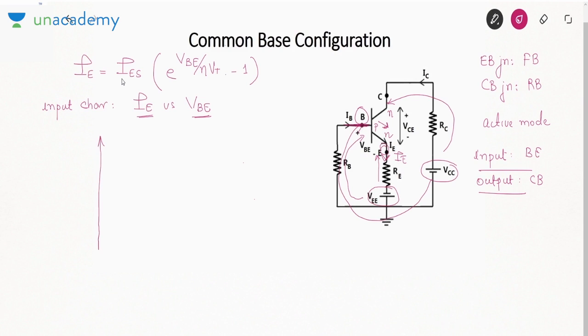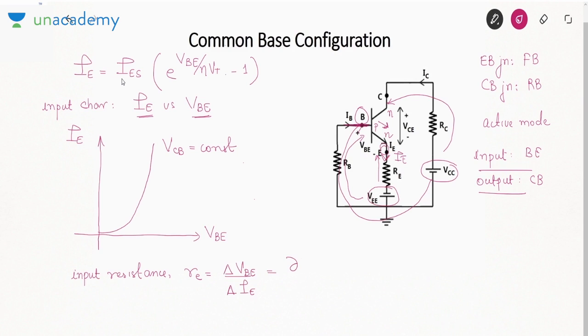Based on the equation that I have written, this is an exponential equation. So how will the graph be? The graph will look something like this. But in this graph, we'll keep VCB constant. You don't change the voltage of the output terminal, but we are just varying the input voltage and calculating the input current. Now, if we take the ratio of input voltage and current, then we will get the input resistance. So if we talk about input resistance, we write it as RE. It is delta VBE by delta IE, or we write it like this, del VBE by del IE.